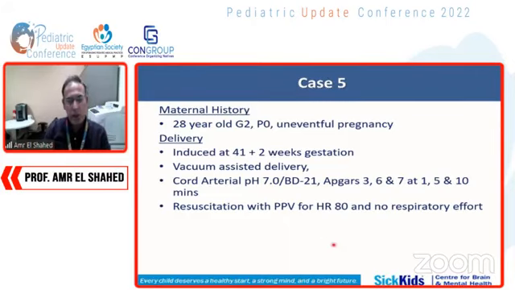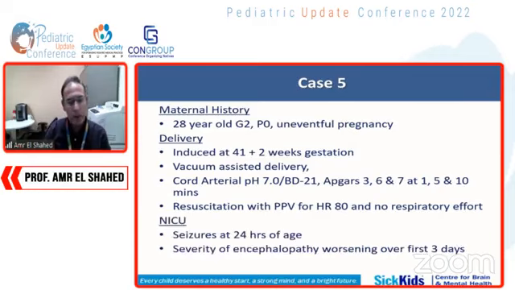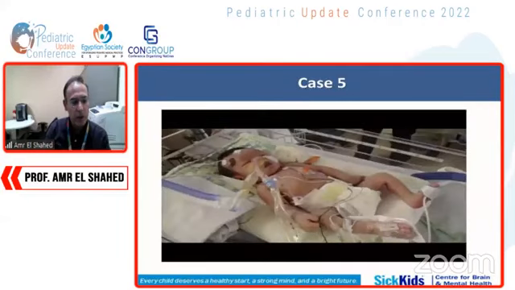His course was really significant. In the beginning, he had some degree of encephalopathy, but not to the degree that you would anticipate based on these cord gases. He had seizures at 24 hours of age, and the severity of encephalopathy was worsening over the next 3 days. I'm just going to go quickly through his examination with you.